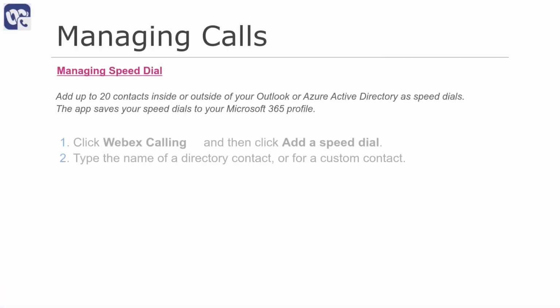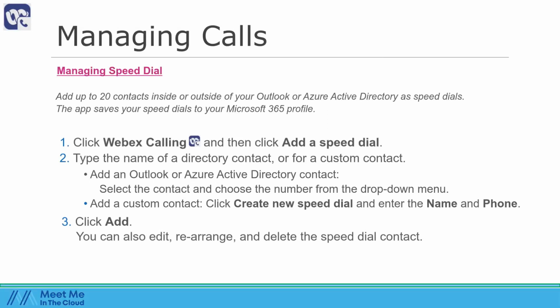Let's explore how to manage speed dialing. You can have up to 20 contacts inside or outside of your Outlook or Azure Active Directory for speed dialing. The app saves your speed dials to your Microsoft 365 profile so you can call your most frequent contacts quickly and easily. To set this up, click Webex Calling and click Add a speed dial.